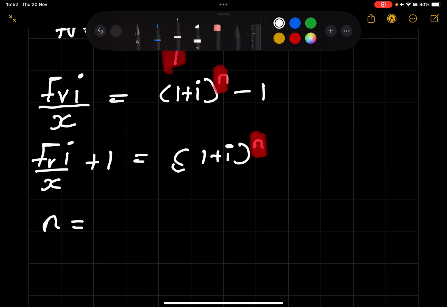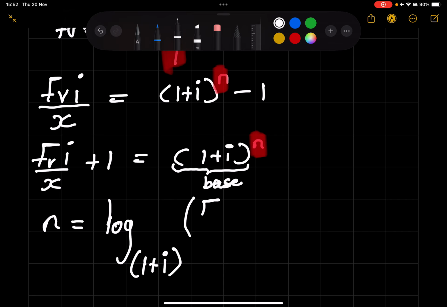And then remember, this is the base of the exponent, right? This is the base. So you're going to have log of base, the base goes to the bottom, 1 plus I. And then here you put what is on the left. It's FVI over x plus 1. And we have now isolated the n. Does that make sense, ladies and gents?